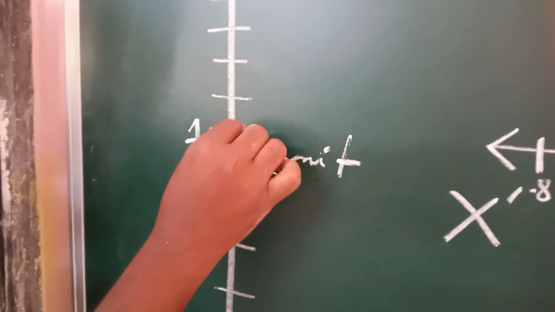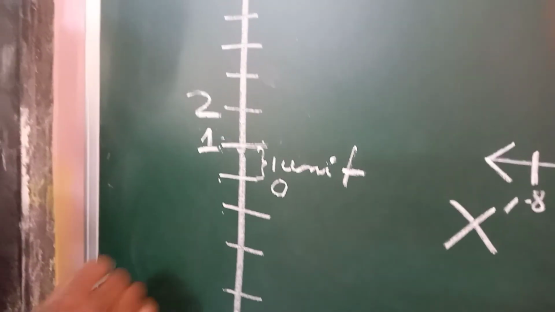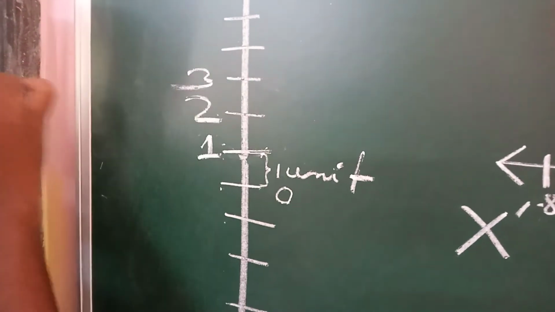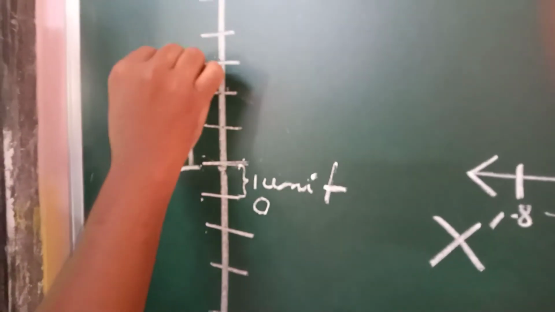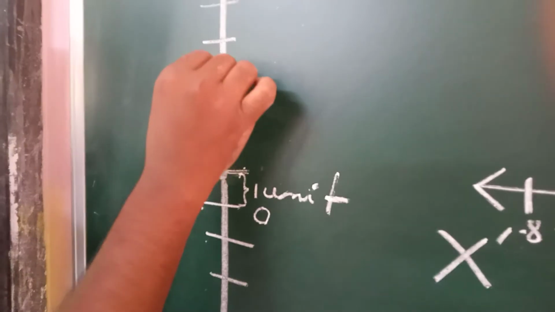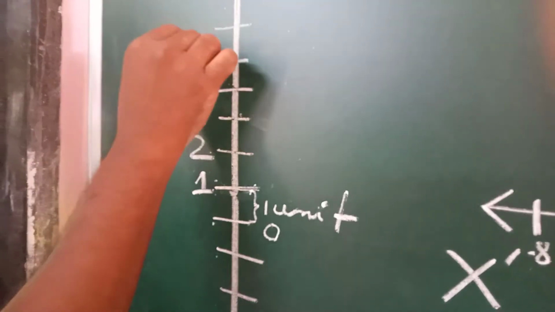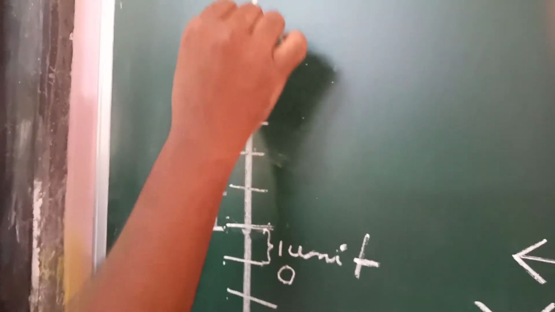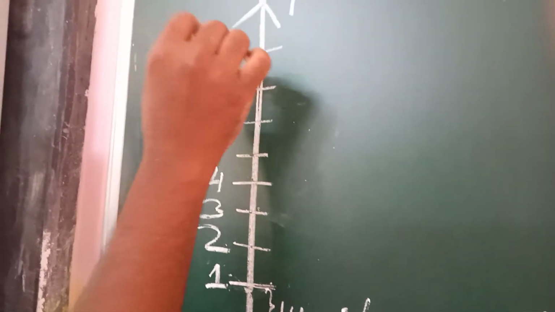Again here to here 1 unit, so we write 2. Again here to here 1 unit, so 2 plus 1, 3. Again 1 unit, so we write here 4. This one to this one again 1 unit, it will go to 5. Then again 1 unit, we write 6. Again 1 unit, we write 7. Here 8.